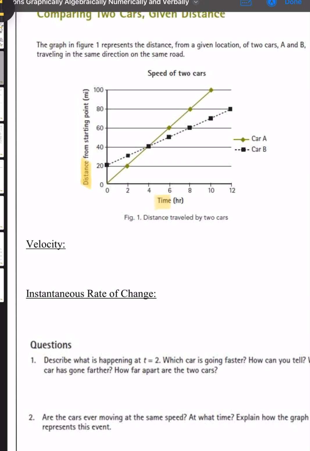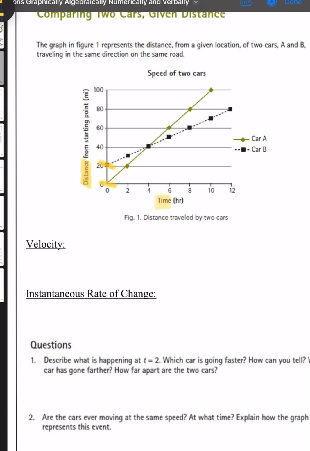So this figure is the distance traveled by two cars. Pretty straightforward. So it looks to me like car A starts 0 miles from the starting point, whereas car B starts 20 miles from the starting point. So here I'm looking at their y-intercepts. These are their y-intercepts here.